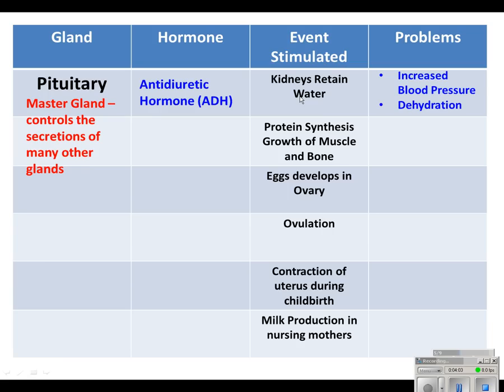So if we need to get rid of some of the water, a diuretic is going to cause the release of water. An antidiuretic is going to help hold on to the water. So depending on what problem we're having, if we're dehydrated, we want to hold on to more of the water. Okay, so protein synthesis and the growth of muscle and bone would be controlled by the growth hormone. And two problems here are gigantism and dwarfism.